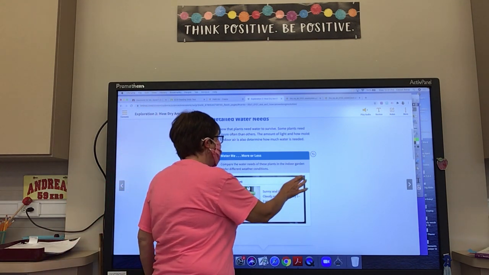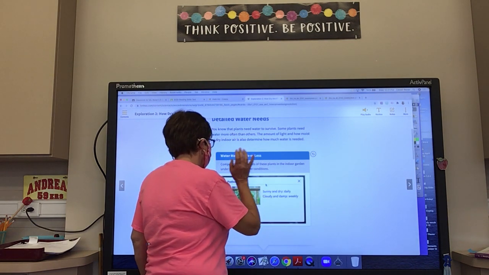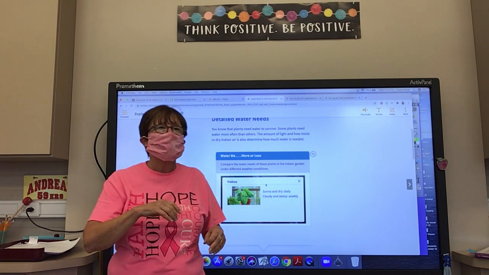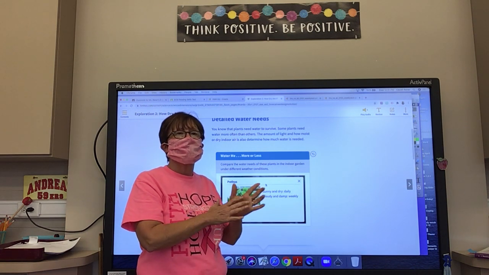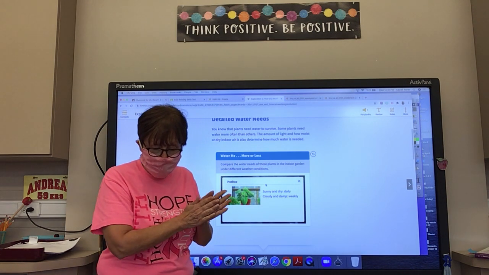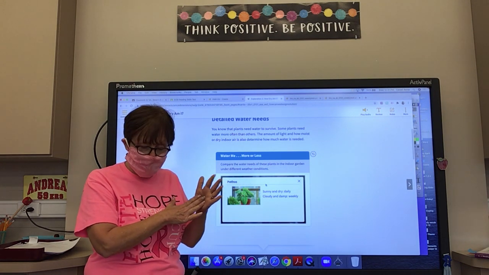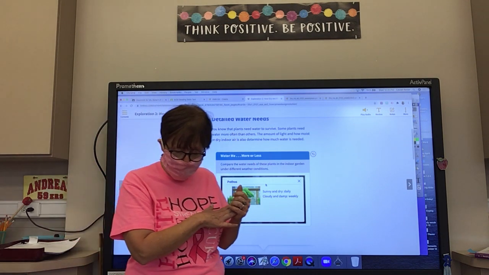Okay, now let's look at our pothos. What does this say? Avery, how often? Daily. So we're gonna be gone 2 weeks. How many times do we have to water that plant? 14 times. That plant needs a lot of watering.